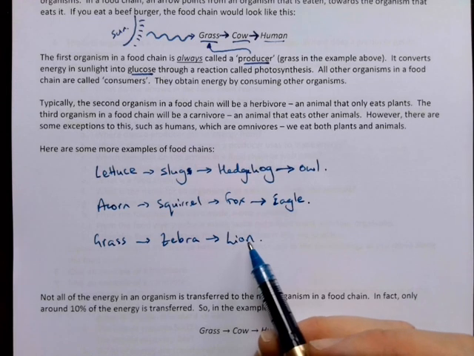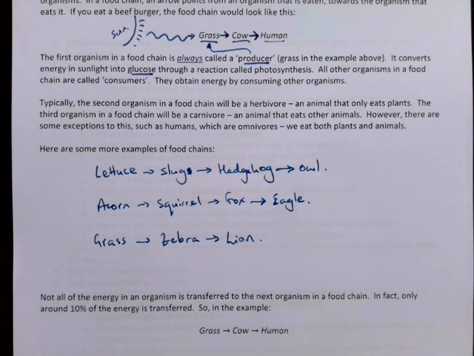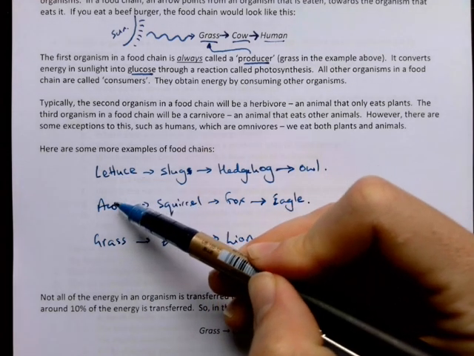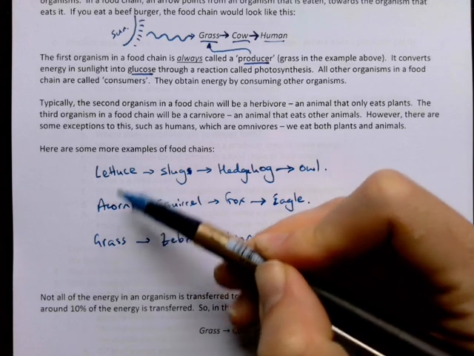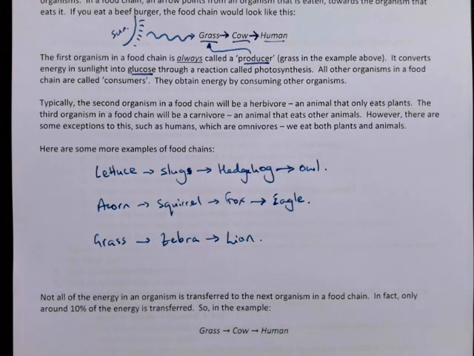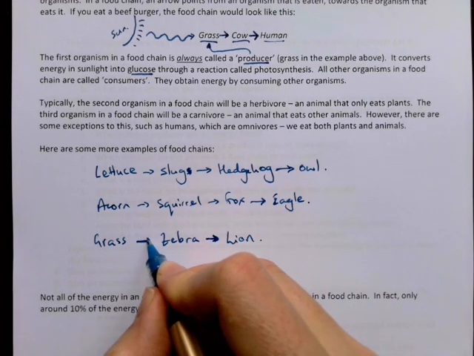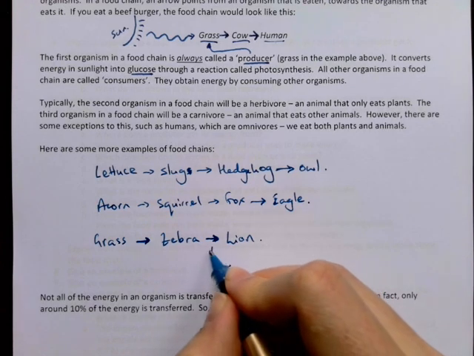All right, so some of these food chains can go on for quite a long time. Others will be quite short. Right, and these are all producers. These are all things that grow and make their own food, and then these are all consumers. Okay, now remember, the arrow shows the transfer of energy.